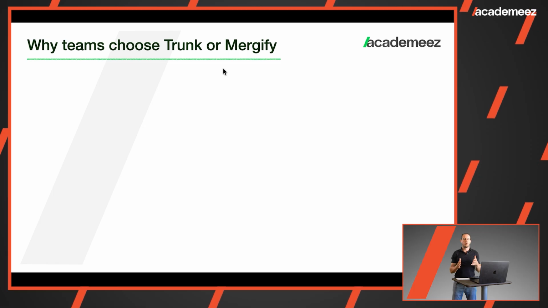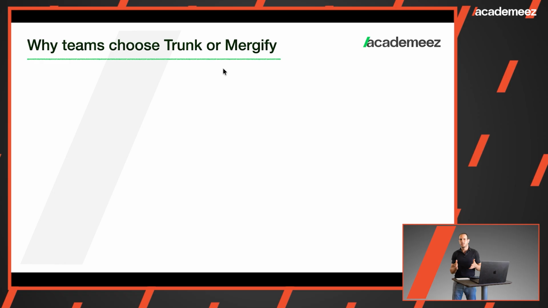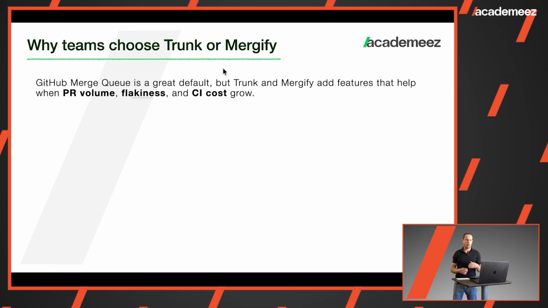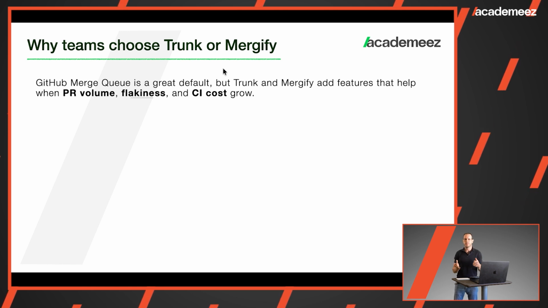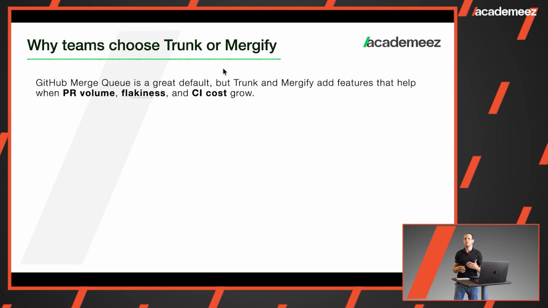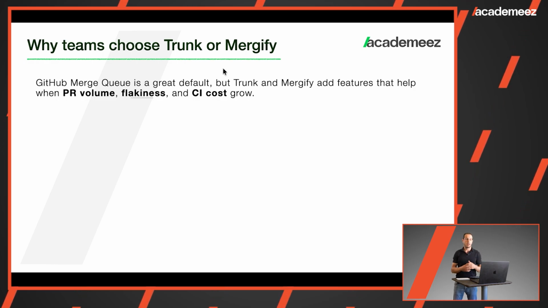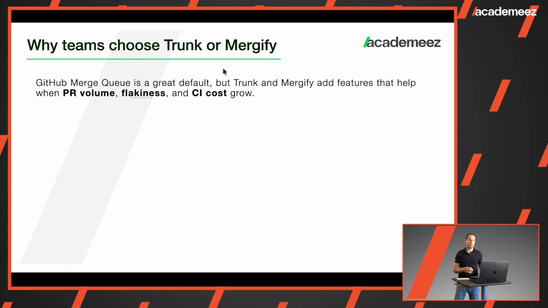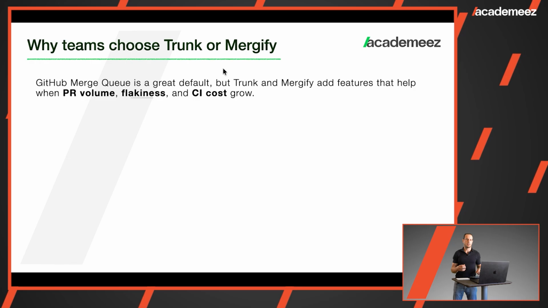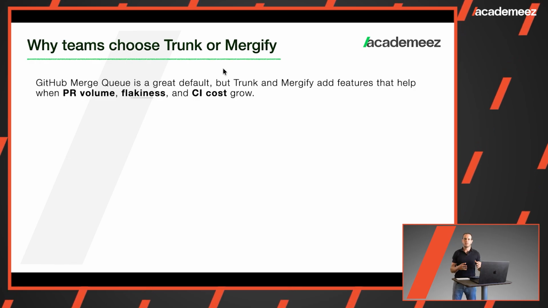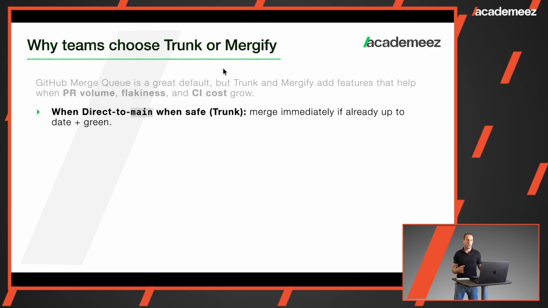I just want to go over some of the features that other solutions have that GitHub Merge Queue does not necessarily have. We talked about Mergify and Trunk. GitHub Merge Queue is great, especially if you're using GitHub Actions, and it's easy to integrate. If you have a smaller team and not a lot of PRs, it can suit you. But there are other solutions, as we talked, Trunk and Mergify. When your amount of PRs, your amount of flaky tests, and your CI costs grow, you might want to consider those other solutions. Here are some of the features that Trunk and Mergify present.